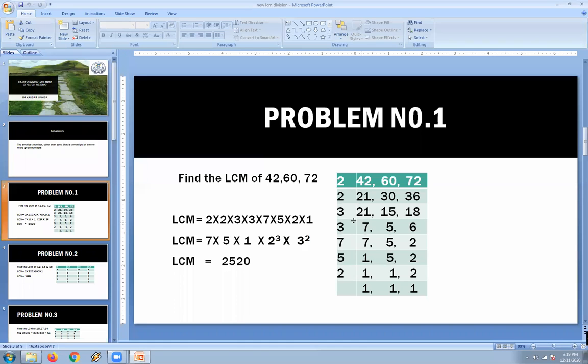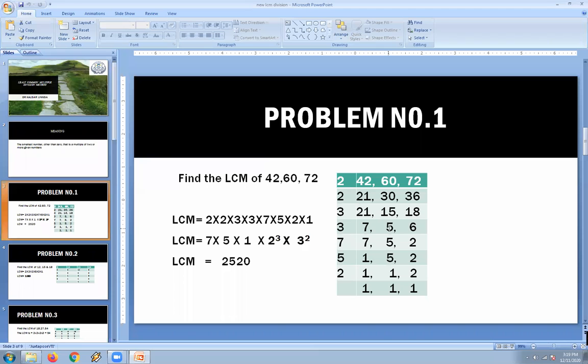So we go to the next number, that is 3. We can divide easily with the help of the multiples of 3. So 3 sevens are 21, 3 fives are 15 and 3 sixes are 18. Again this 7 cannot be divided, as it is a prime number divisible only by 1 or by 7. So retain this 7 as it is.